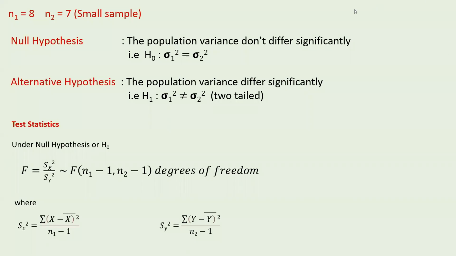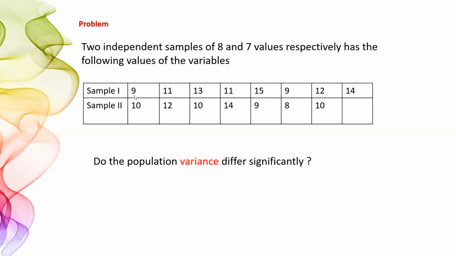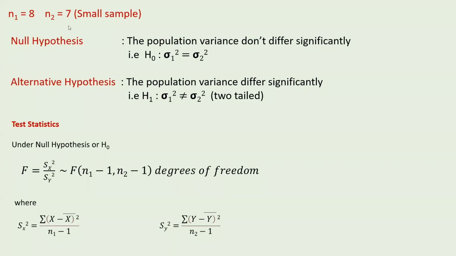So first, we have to check what N1 and N2 are. Just count the values in sample 1. As in the problem itself, it is given samples of 8 and 7. So N1 is equal to 8 and N2 is equal to 7. So this problem is of small sample.